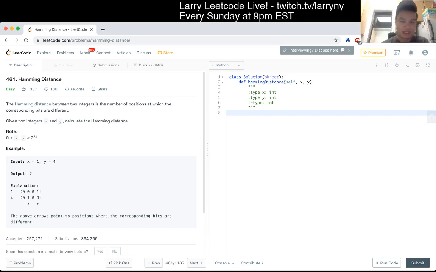I think the other way, which I'm going to end up doing, is using XOR, because XOR literally returns a 1 for a bit if that bit is different, right? So that literally is the answer as well. So I'm going to do it that way.